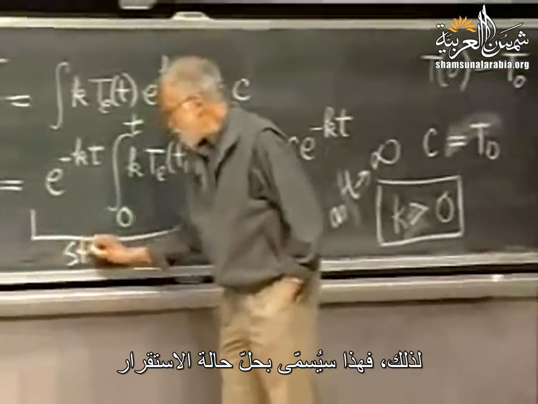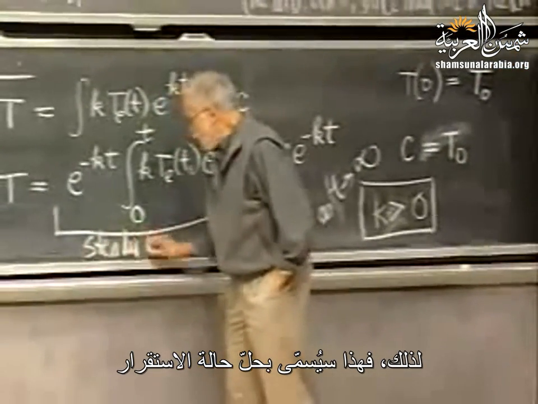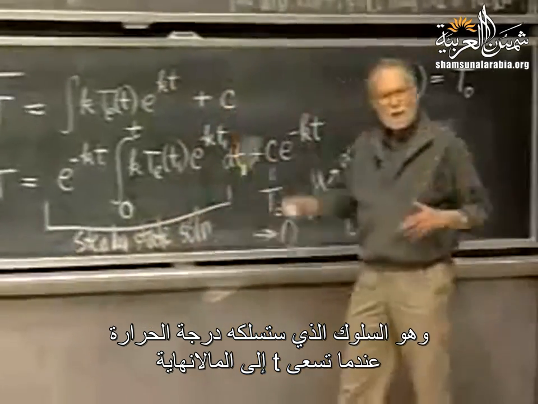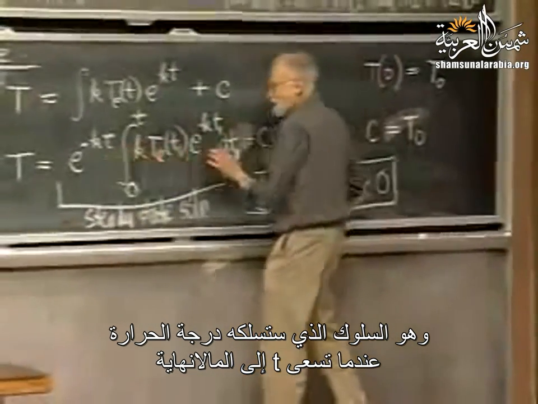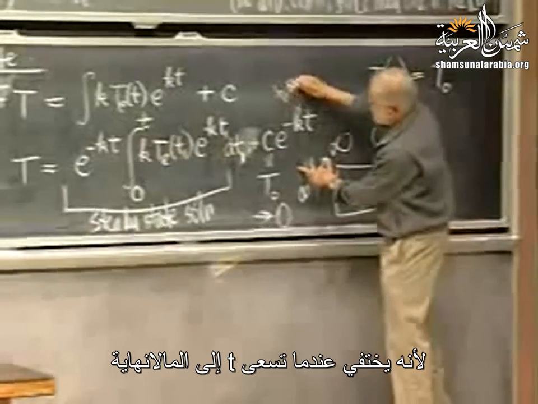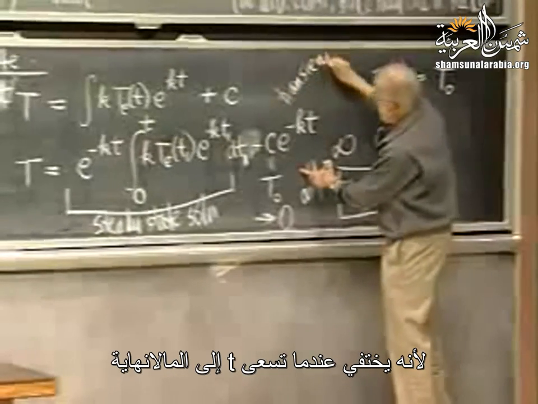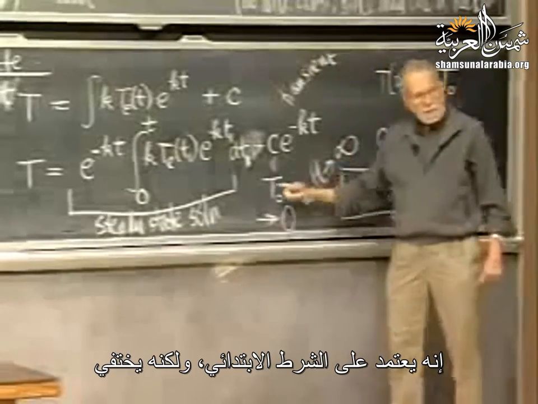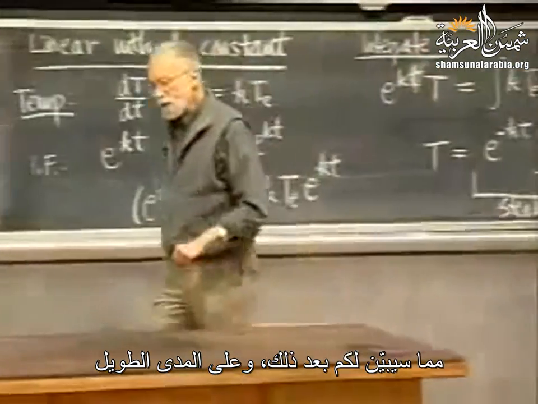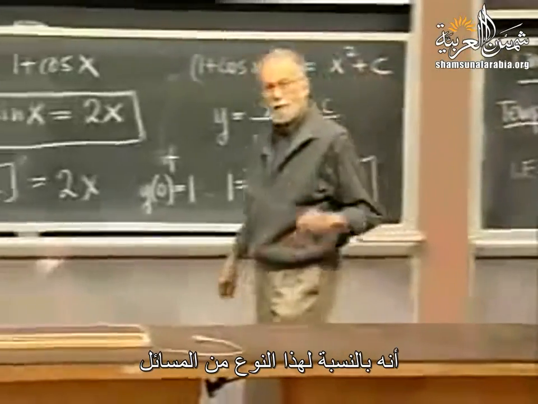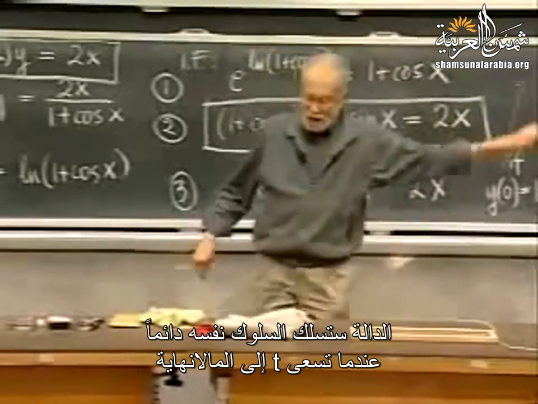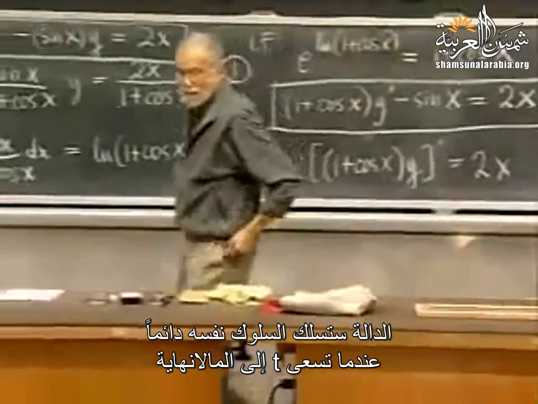This, therefore, is called the steady state solution, the thing which the temperature behaves like as t goes to infinity. This is called the transient because it disappears as t goes to infinity. It depends on the initial condition, but it disappears, which shows you that in the long run, for this type of problem, the initial condition makes no difference. The function behaves always the same way as t goes to infinity.